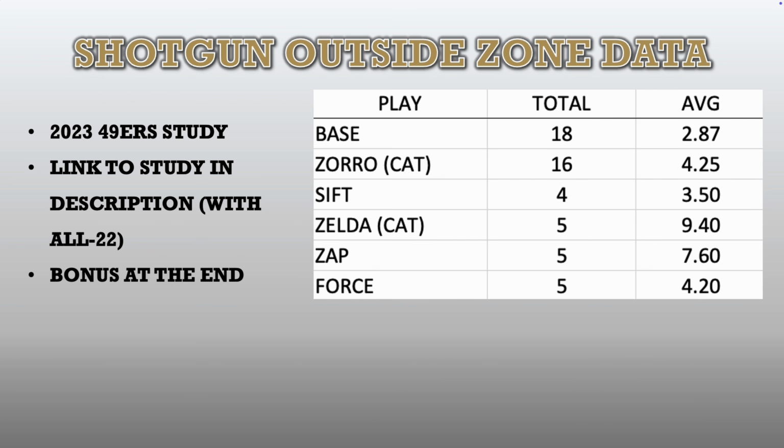So this was a study from the 2023 49ers, and I broke down their shotgun outside zone. You can see the data over here on the right, and we've got a lot of data throughout this video. So what we have over here on the right is which play or which variation of outside zone did they run, how many times did they run it, and what was the average yards per carry there. We're going to dive into each of these schemes specifically and try and take a look at what the numbers represent.